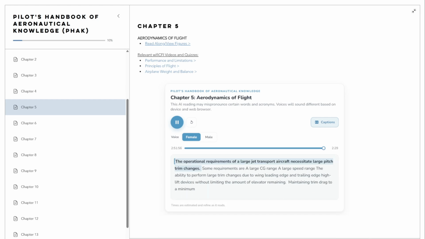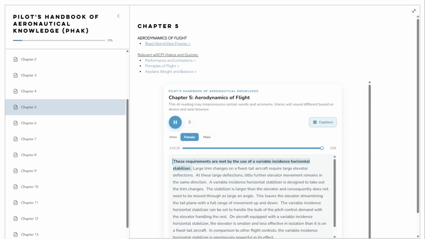The operational requirements of a large jet transport aircraft necessitate large pitch trim changes. Some requirements are a large CG range, a large speed range, the ability to perform large trim changes due to wing leading edge and trailing edge high-lift devices without limiting the amount of elevator remaining. Maintaining trim drag to a minimum. These requirements are met by the use of a variable incidence horizontal stabilizer.